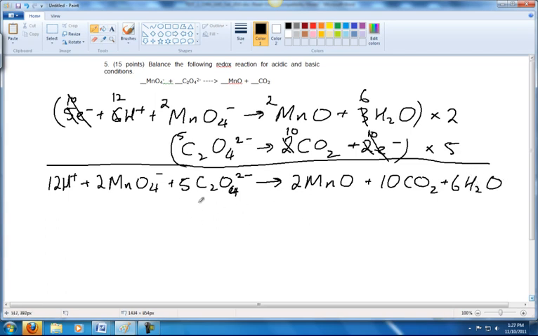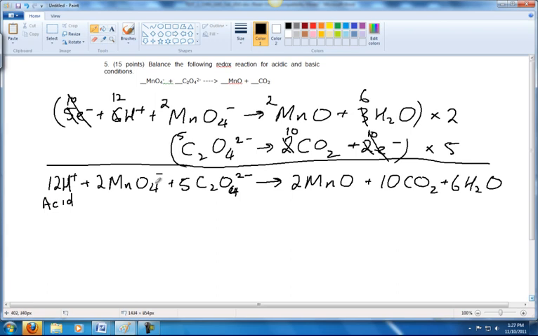Alright, so now we can make sure that everything's balanced. First thing I'll check is the charges. We've got 12 minus 2, which is 10, minus 10, which is 0, and that's going to be 0 and 0. Hydrogens, we've got 12 hydrogens here. 6 times 2 is 12 over here. We've got 2 Mn. We've got 10 Cs, 5 times 2 is 10, and 10 Cs over here. And the oxygens, we've got 8, plus 20 is 28, that's 5 times 4 is 20, plus 8 is 28. Over here we've got 2, plus 10 times 2, which is 22, plus 6 is 28. So the oxygens match as well. Alright, so the acid is good, so that's balanced for acid.